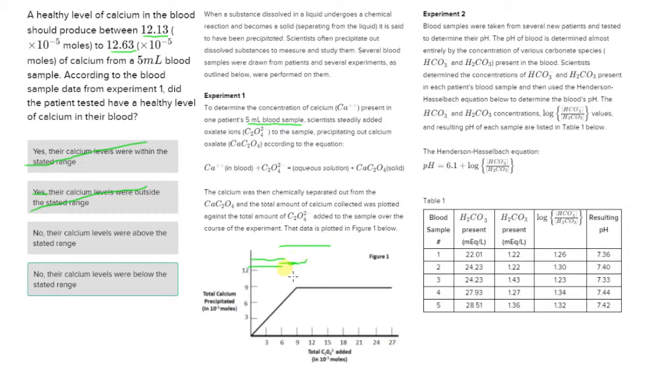Assuming their calcium levels are up there, we know that they are not. But then no, their calcium levels were below the stated range, and they are, because we can see that the calcium leveled out at 9 times 10 to the negative fifth moles, which is below the range of 12.13 to 12.63. So answer choice D is our correct answer.